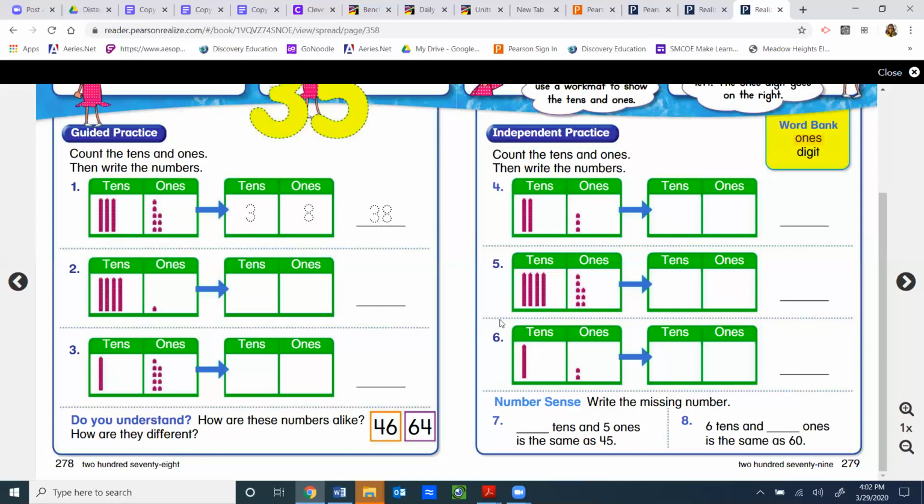Number 4, 5, and 6 are the same as 1, 2, and 3 in terms of directions. You're going to count the tens and ones and then write the numbers. I'm going to let you do these on your own. I'm going to go down to number sense.